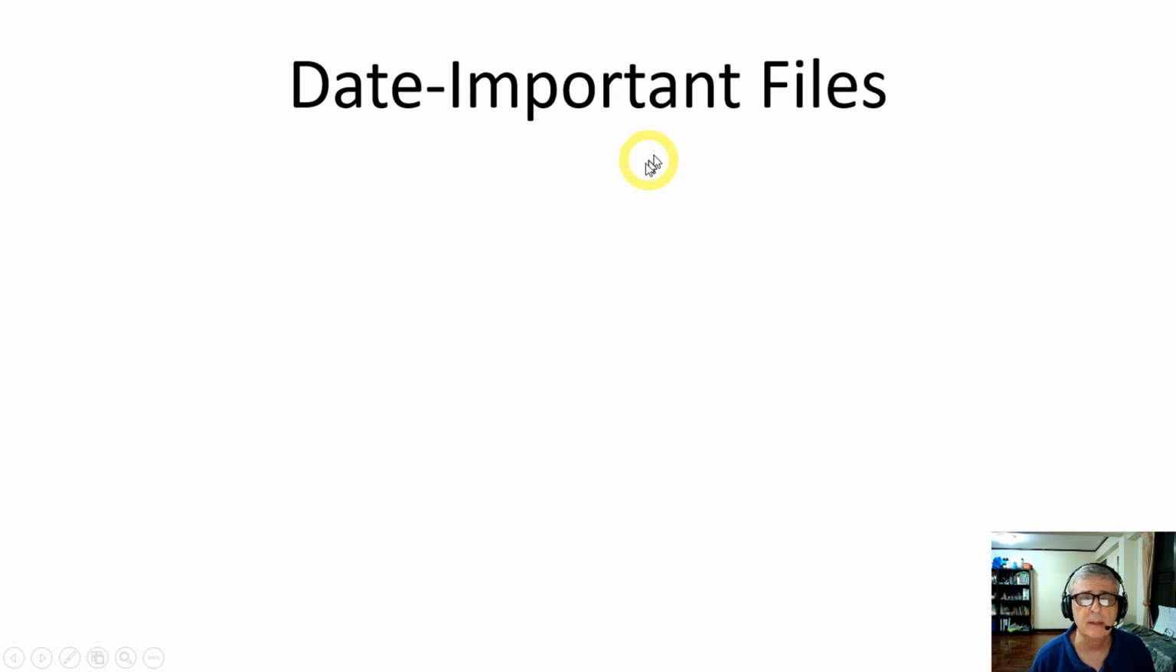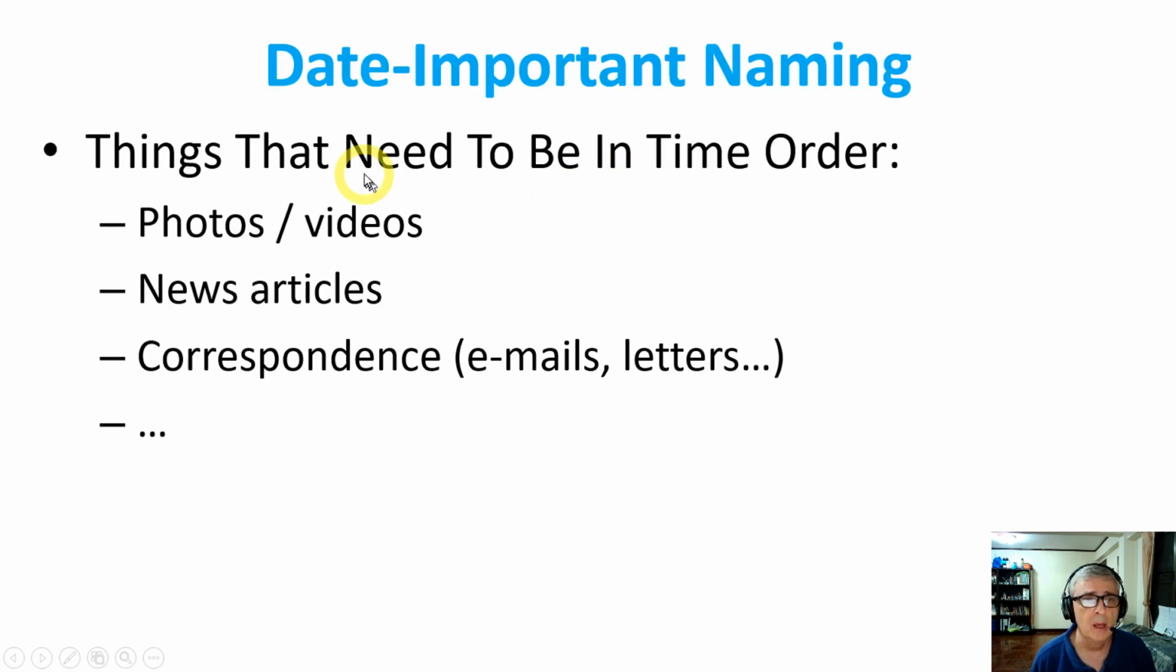Okay, first on the list, date important files. Things that need to be in time order are typically things like photos and videos, news articles, correspondence, emails, letters, all that type of stuff. Now, yes, there's some personal preference here, and you may have some different ideas. We'll talk a little bit about different ways to do this. This is how I organize mine. I use date time order.